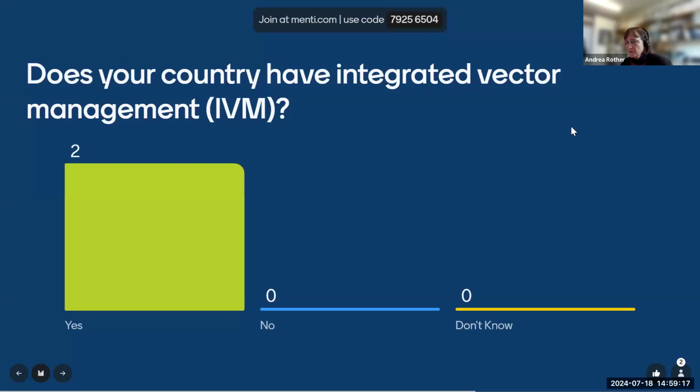I don't know, Chadwick, if you've had a chance to look at the responses to the question in the chat. So the question was, what measures have been applied in your country or region for vector management? And there is a range of responses that have been given.